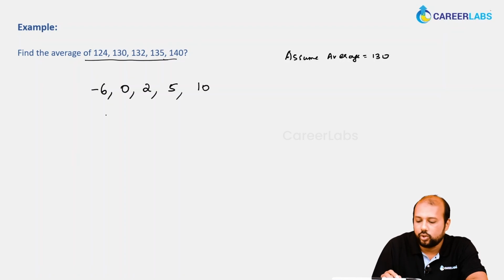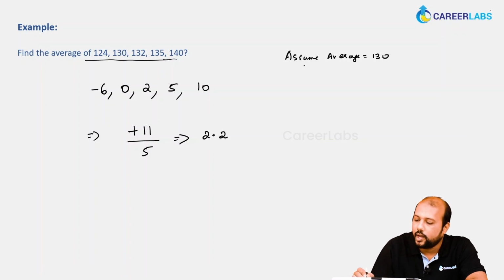So let's sum all the deviations, the next step. Minus 6, we have 2 and 5, 10 we have, so 15 plus 2 which is 17, 17 minus 6 is plus 11. So overall the sum of the deviations is 11. But to find the average, we divide by the number of terms, which in this case is 5. So what is 11 by 5? 11 by 5 is 2.2.